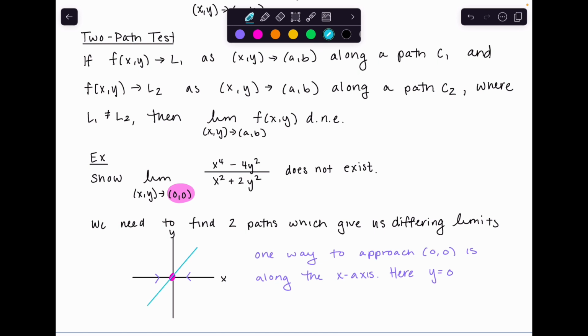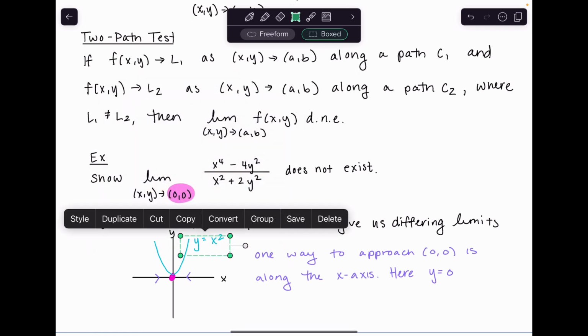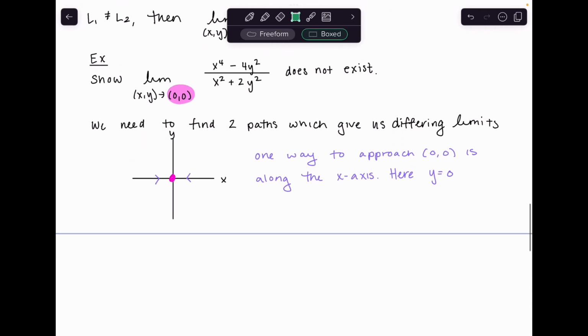So then you can kind of start to get funky. You can think of the line y equals x. That approaches 0, 0. So you can approach it along this path. You could also approach along y equals x squared because that goes through 0, 0. The reason we're doing this is because by picking this particular path, you're going to turn it into a single variable limit, which you can actually compute. Okay, so let's start with going along the x-axis.